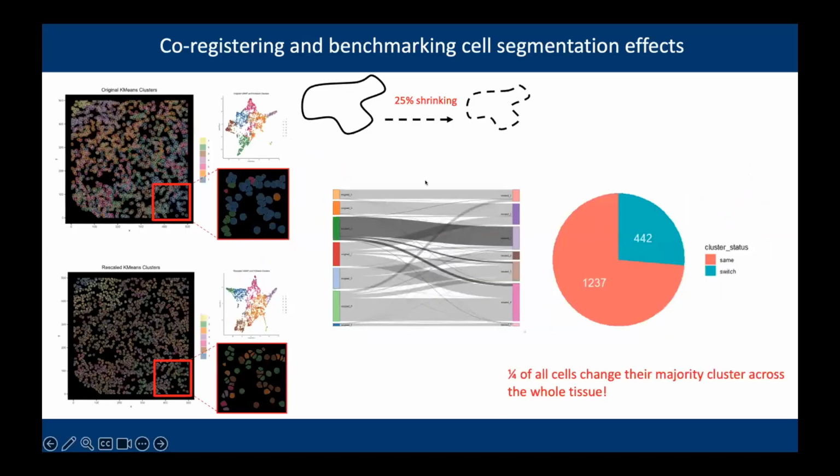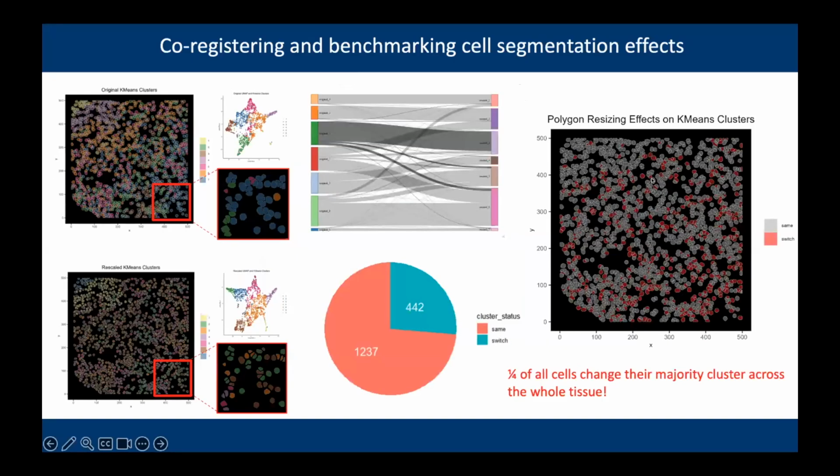All right, so what are the results? When we look at this, we see that at least more than 25% of all the cells change the majority cluster. Is that bad or is that a problem? We don't really know yet. The only thing I can tell you is, the ones that do switch clusters, where are they located? These are the ones in red. They're located all over this specific field of view. And does that matter? I wish I could give you a very definitive answer.